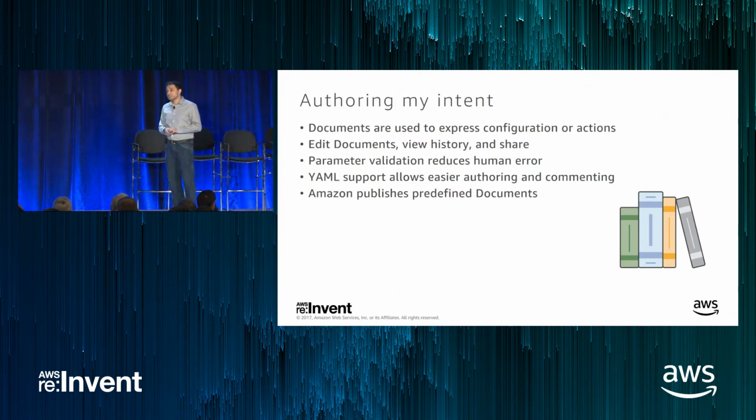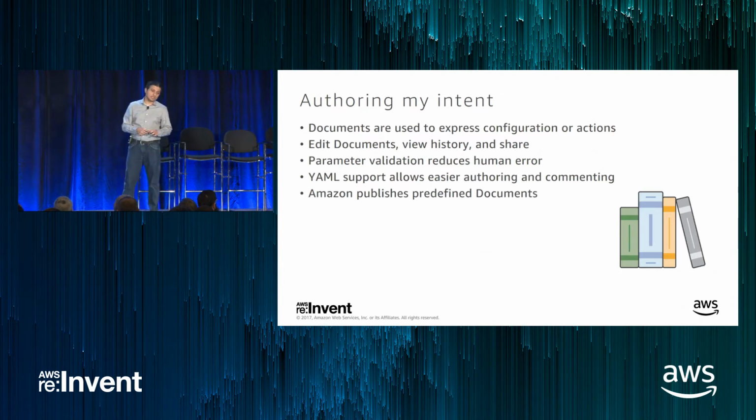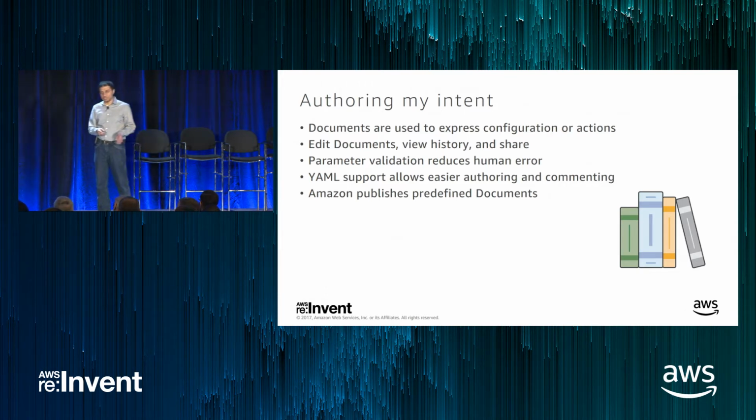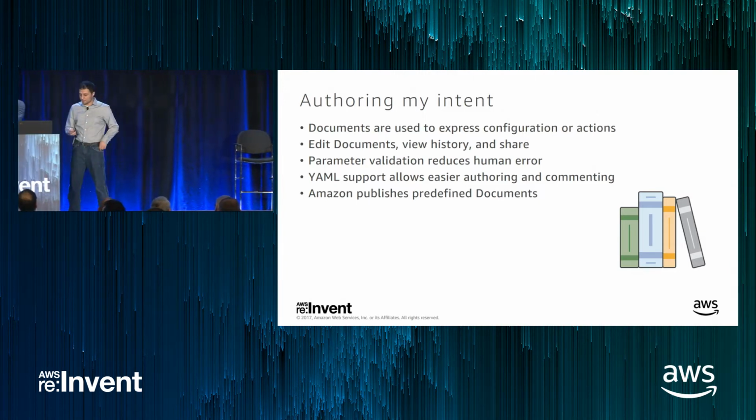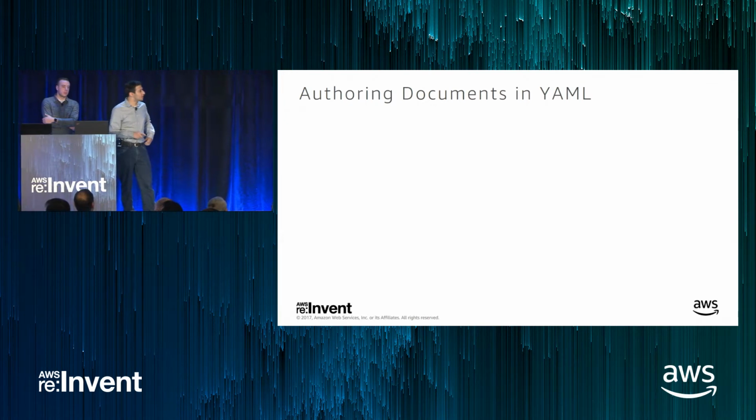The other thing we announced earlier this week is support for YAML. Previously, SSM documents were JSON only, and now you can use both YAML and JSON. YAML obviously allows for easier commenting and editing, and it's just easier to read as well. Here's an example of a document in YAML.